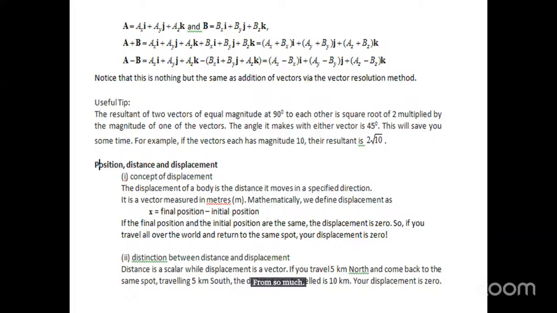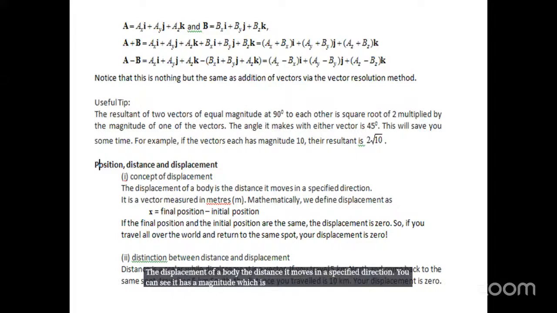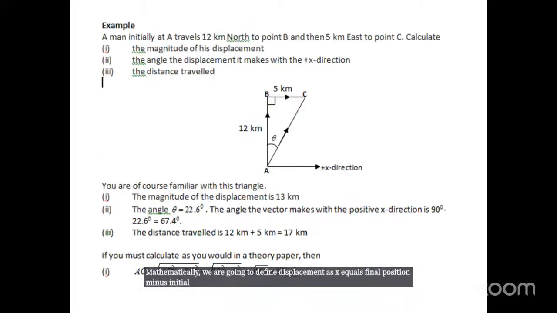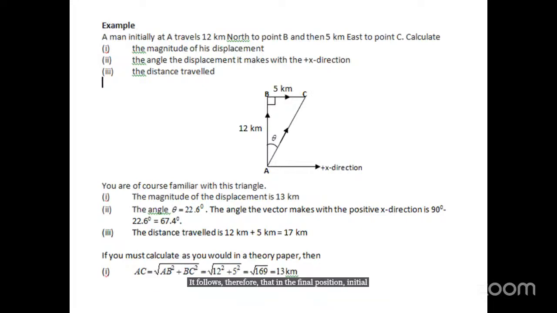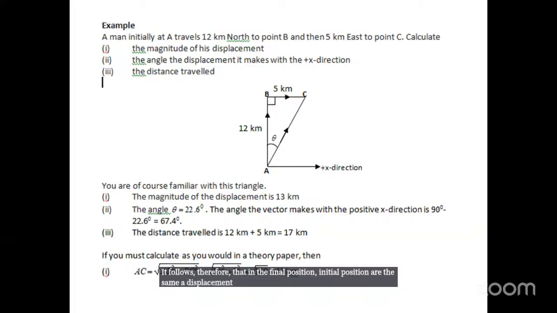Let us move on to position, distance, and displacement. The displacement of a body is the distance it moves in a specified direction. You can see it has a magnitude, which is a vector measured in meters. Mathematically, we define displacement as x equals final position minus initial position. It follows therefore that if the final position and initial position are the same, your displacement is zero.